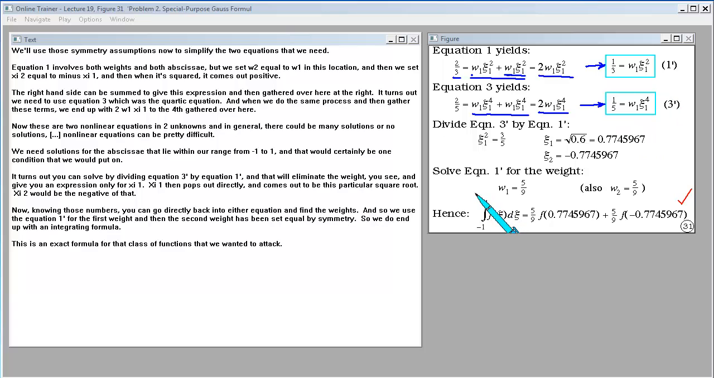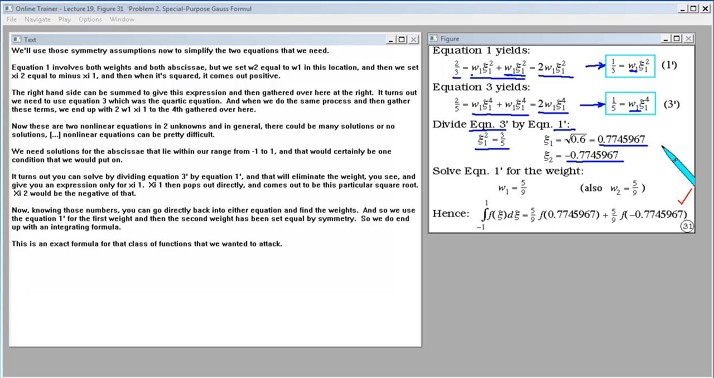Now these are 2 nonlinear equations in 2 unknowns, and in general there could be many solutions or no solutions. Nonlinear equations can be pretty difficult. We need solutions for the abscissa that lie within our range from -1 to 1, and that would certainly be one condition that we would put on. It turns out you can solve by dividing equation 3' by equation 1', and that will eliminate the weight, you see, and give you an expression only for C1. C1 then pops out directly and comes out to be this particular square root. C2 would be the negative of that.